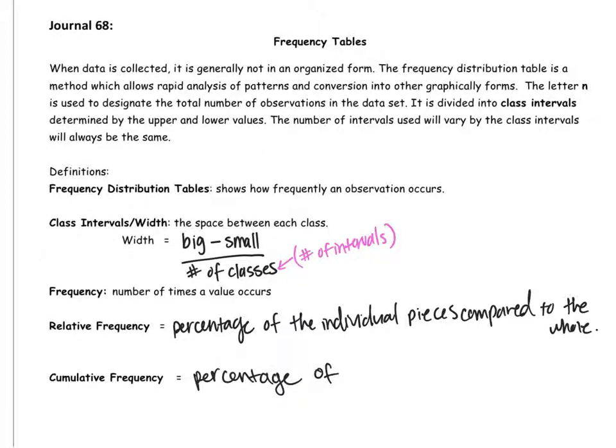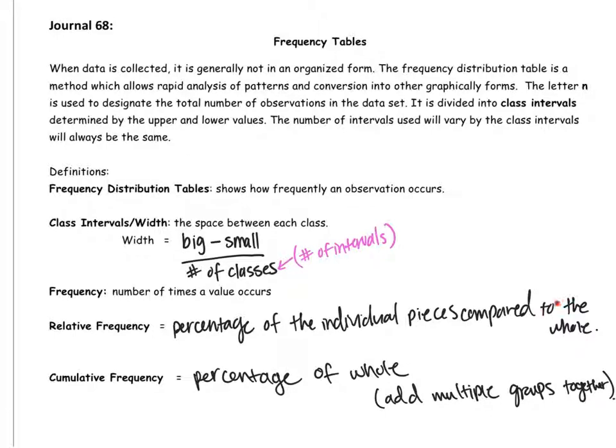So it's the percentage of the whole, added from multiple groups together. And what that means is, sometimes you might want to know percentages, maybe several groups' percentages together.